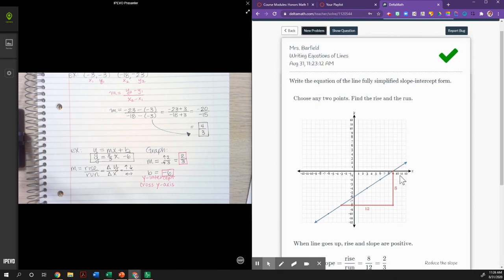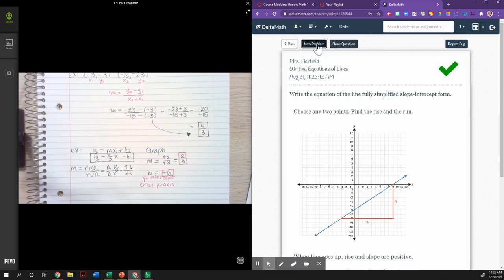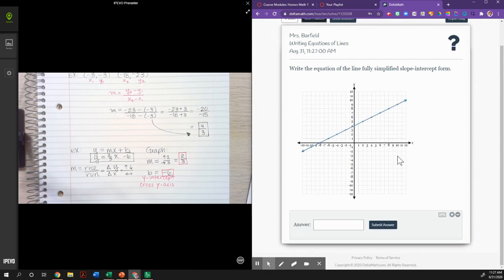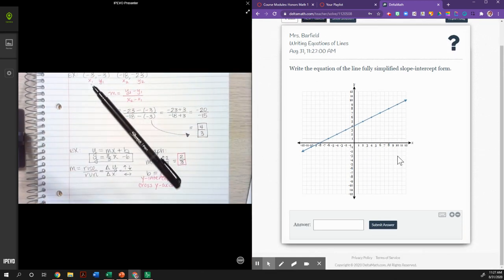All right, let's try one more, and then I'm going to cut this video and do another one. Okay, now notice I'm not going to write anything down, so I'm going to set my pen down. Okay, so it says write the equation of a line fully simplified in slope-intercept form. Okay, so I know y equals mx plus b. All right, so now I need to replace b and I need to replace m. Well, b is easy. We cross at 4. So I've replaced b with 4 because I cross right here at 4.